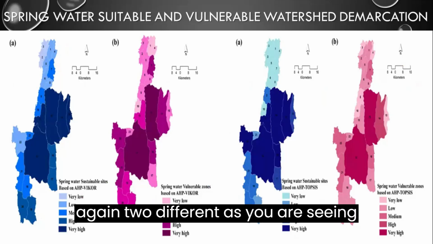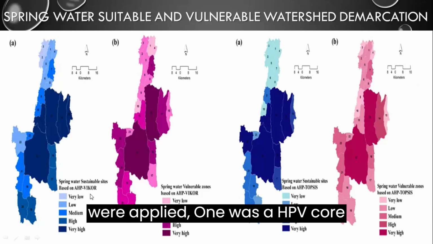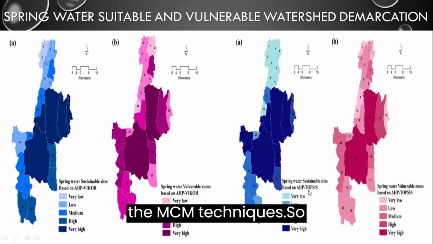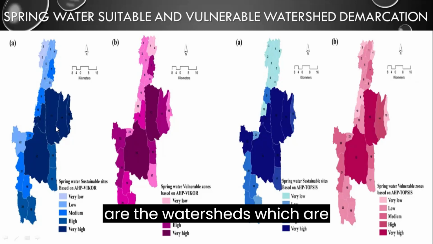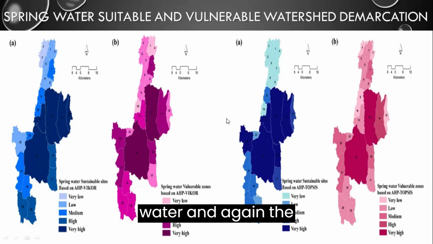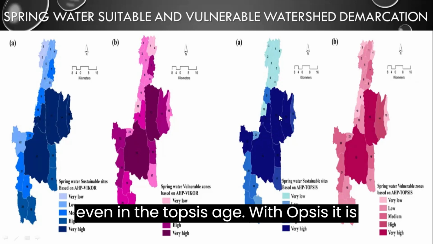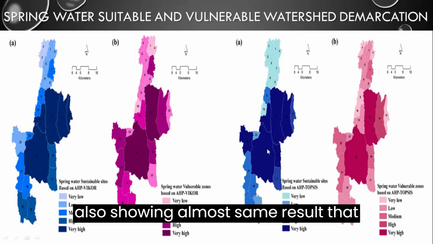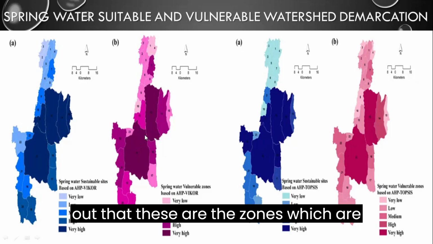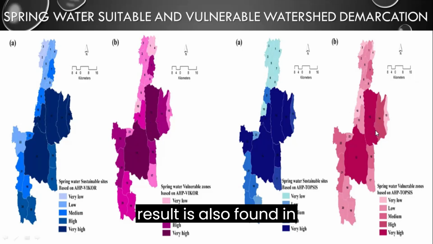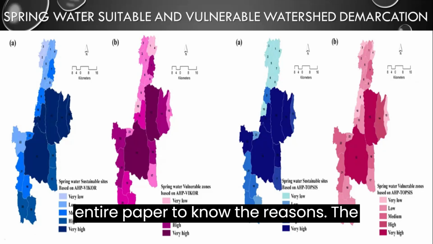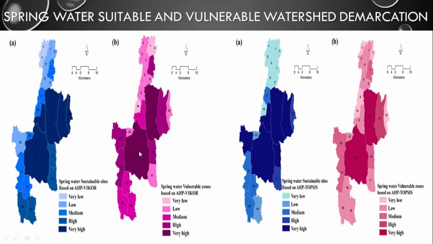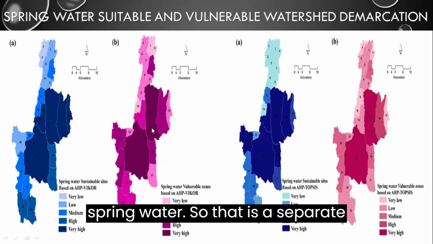Again, as you are seeing, two different types of approaches were applied. One was AHP VIKOR and the other was AHP TOPSIS. These are the MCDM techniques. According to AHP VIKOR, these are the watersheds which are suitable for spring water. And even in AHP TOPSIS, it is showing almost the same result for the suitable zones. Again, we found out that these are the zones which are vulnerable, and the same result is found in the AHP TOPSIS result. The reason can be different, so you have to go through the entire paper to know the reasons. The reason can be like population, because in these regions the population is more, due to which there is more extraction of spring water. So that is a separate research area.